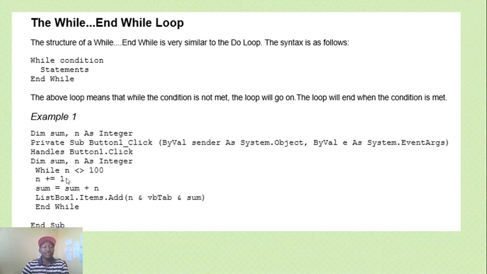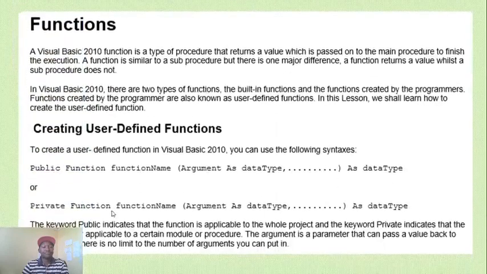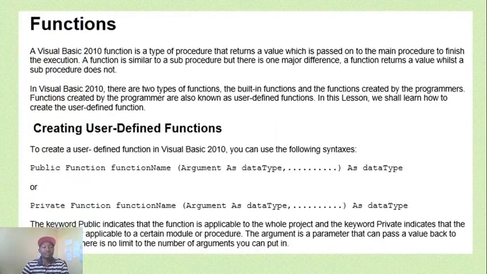We have an example here. We have dim sum and n as integer. Then while n is not equal to 100, we shall increment n by 1. Then we shall give sum equals sum plus n. Therefore, if this code is exactly copied, we shall see the output.